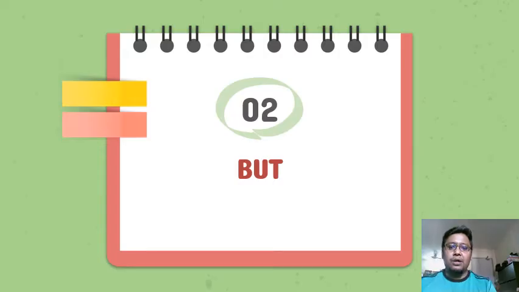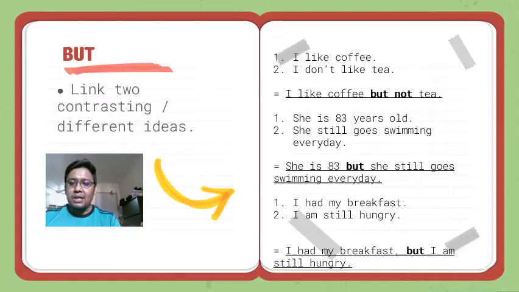Now moving on to but. How do we use but? But is used to link two contrasting or different ideas. As you can see this one.